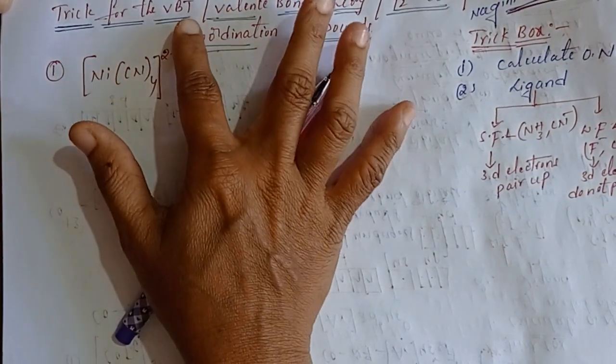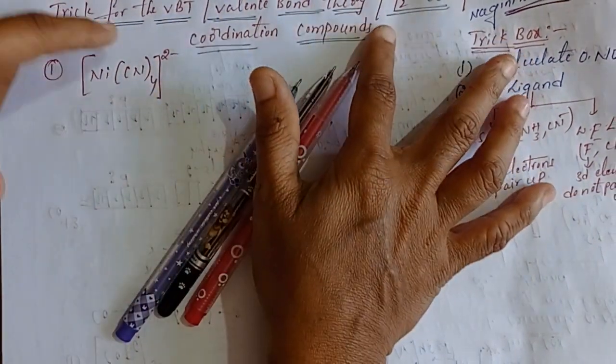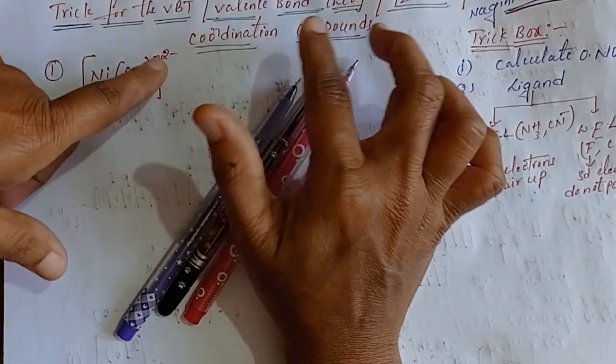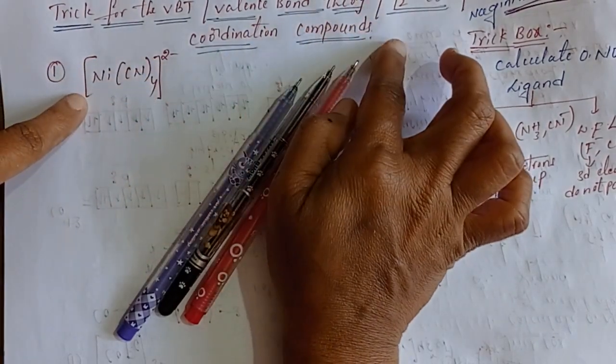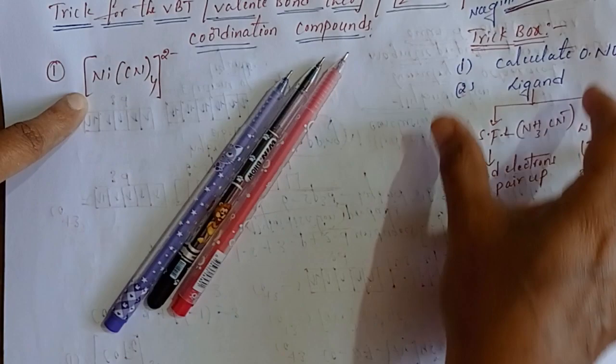In today's session, I'm going to discuss VBT, Valence Bond Theory, a 12th class topic from the lesson Coordination Compounds. Okay students, this is the complex, and this is the trick box.